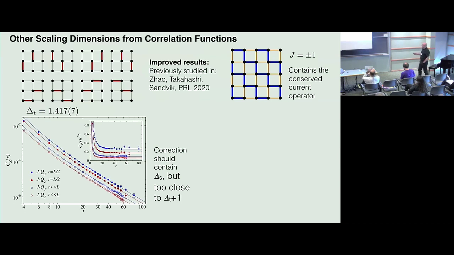Okay, so this operator is a Heisenberg-type operator on a cell, which is modulated in this way. So we can actually argue that this contains the conserved current operator.